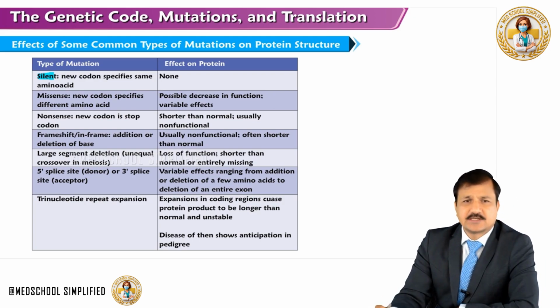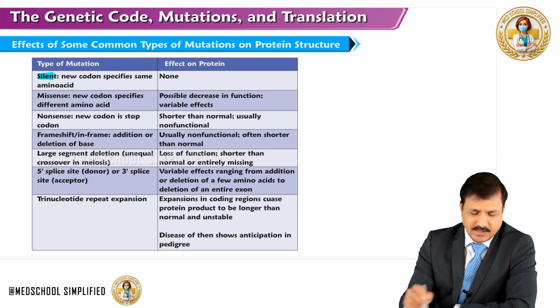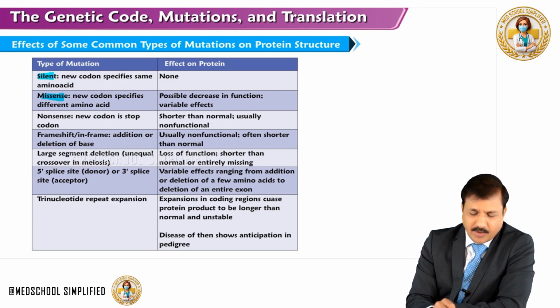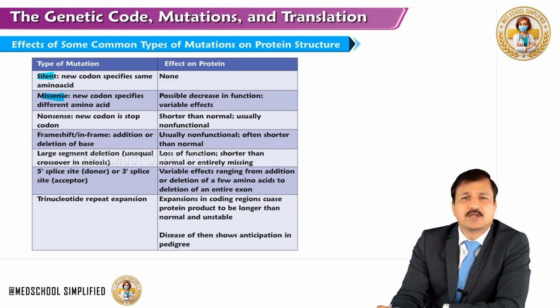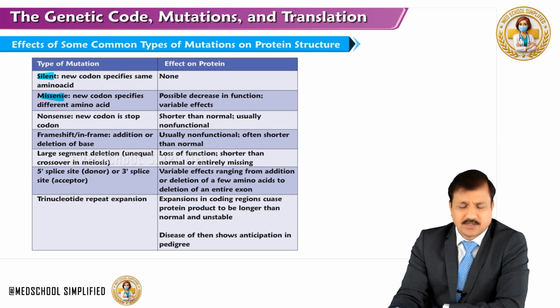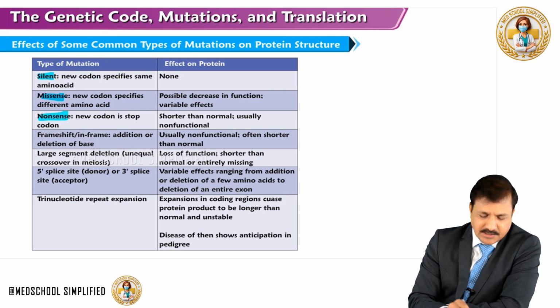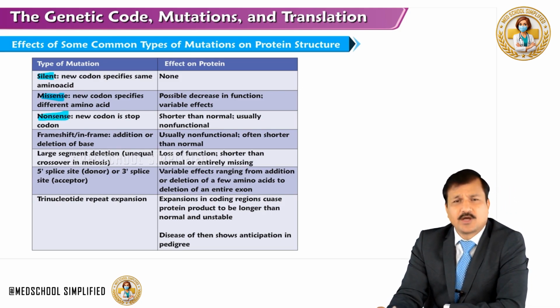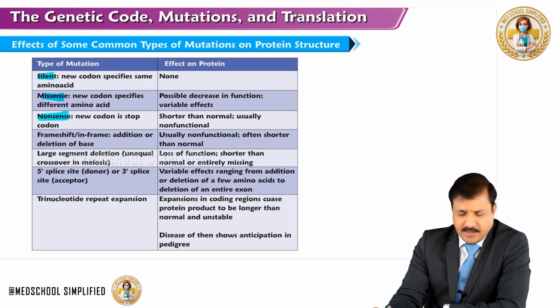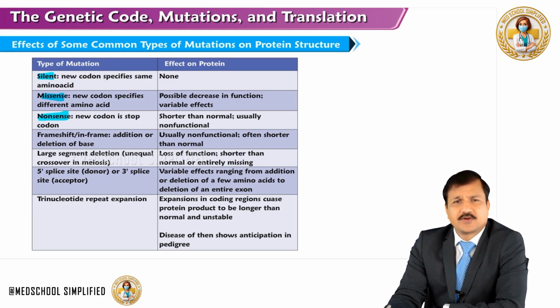The table here shows a silent mutation, where a new codon specifies the same amino acid. So the effect on the protein is none, and that's why it is called a silent mutation. Whereas a missense mutation is where a new codon specifies a different amino acid. That means a possible decrease in the function of a protein may be seen, or there may be a variable effect on the function of a protein. A nonsense mutation is where a new codon is a stop codon. That means a shorter than normal protein is synthesized, and usually it is non-functional.